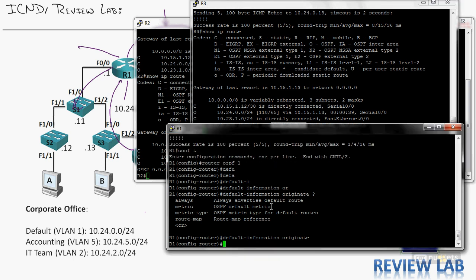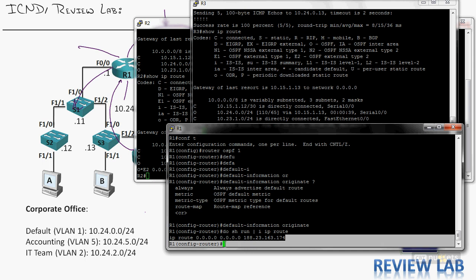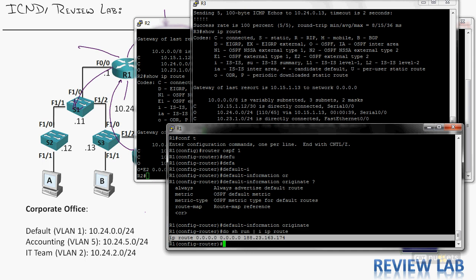Now, default information originate tells router 1, okay, if you have a default route, which it does, right? Because we defined it. I'll do include IP route. We defined that default route right here on router 1. So it says if you have a default route, go ahead and send it to your friends.